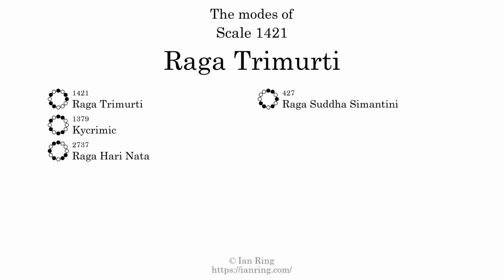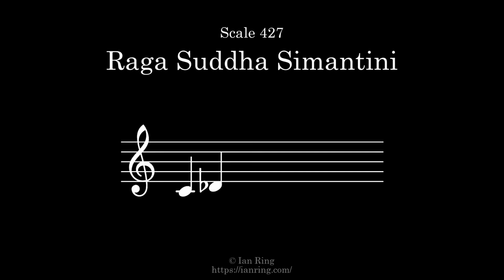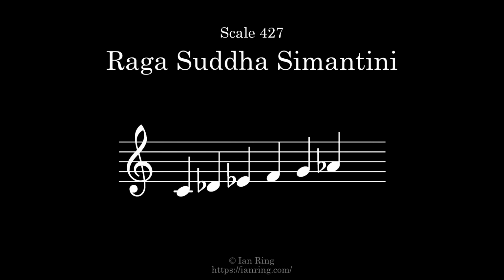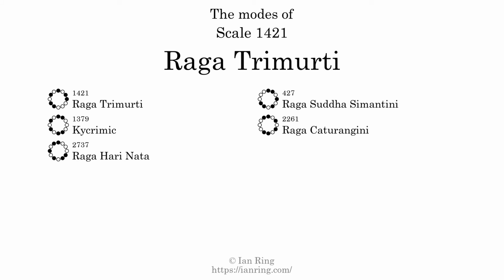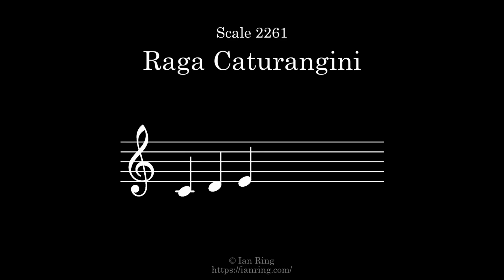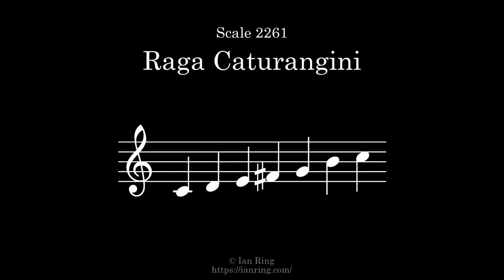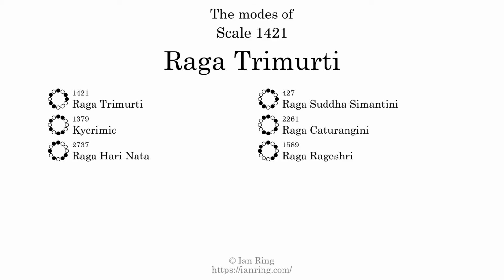The fourth mode is scale 427, also known as Raga Samantini. It sounds like this. The fifth mode is scale 2261, also known as Raga Chaturangini. It sounds like this. The sixth and last mode is scale 1589, also known as Raga Rajeshri. It sounds like this.